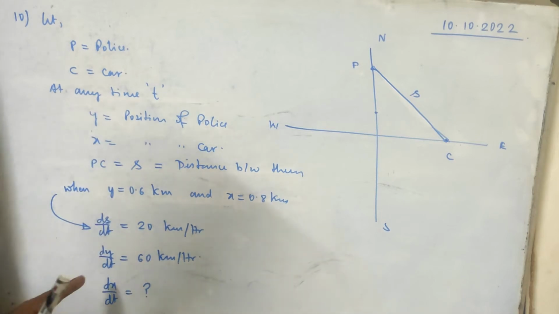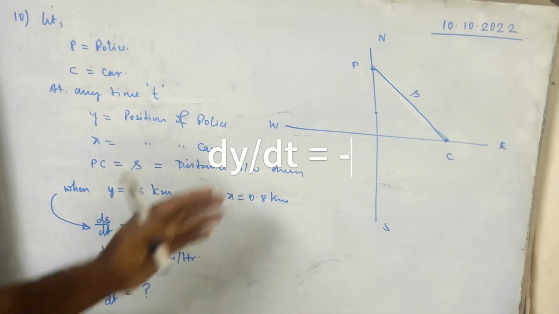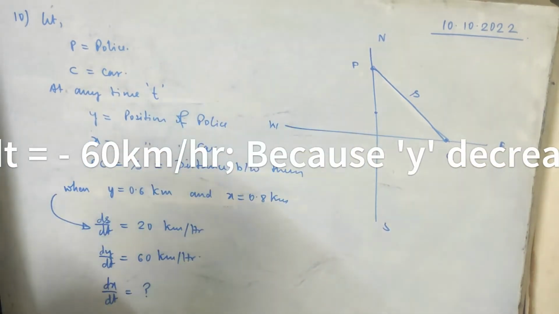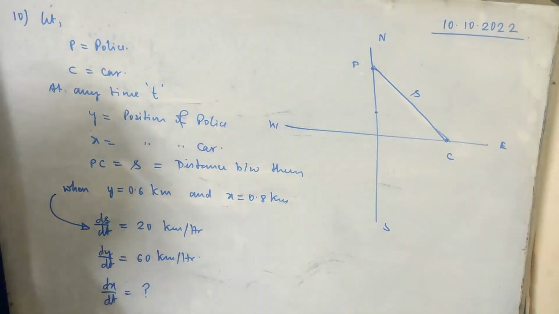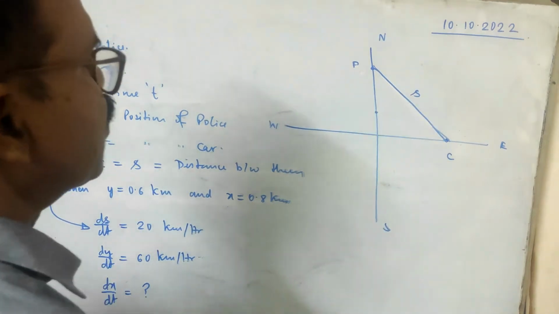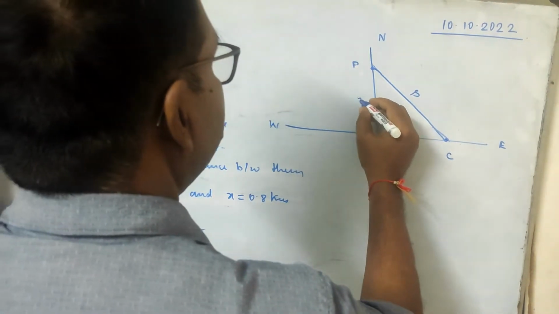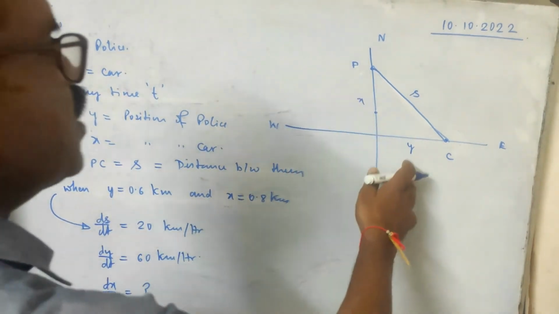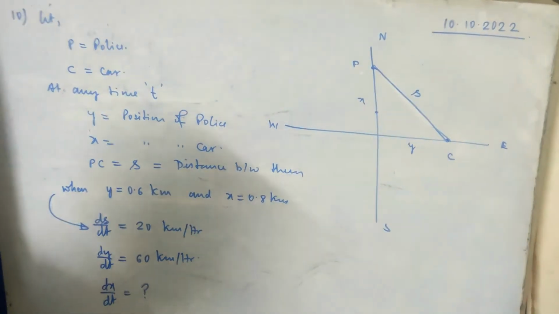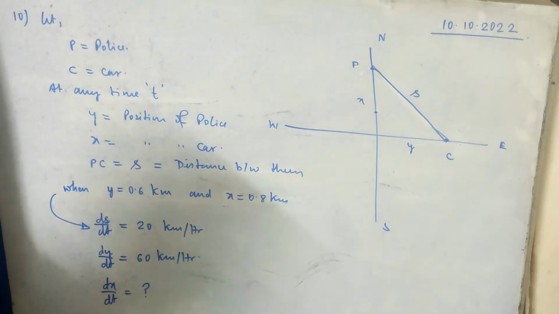right? Now dy by dt is 60 kilometer per hour, meaning he is moving with 60 kilometer per hour. You have to find out at what velocity this is moving. So we have to get the relationship between x, y and s, isn't it? So what you know, very simple, x square plus y square is equal to s square. That is the only equation we need to get.